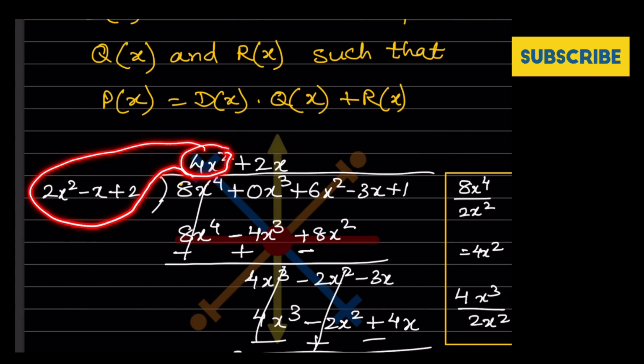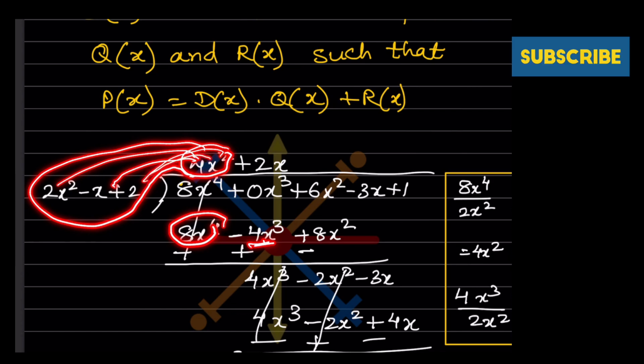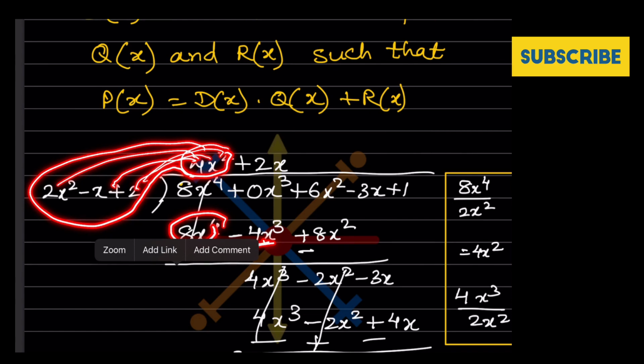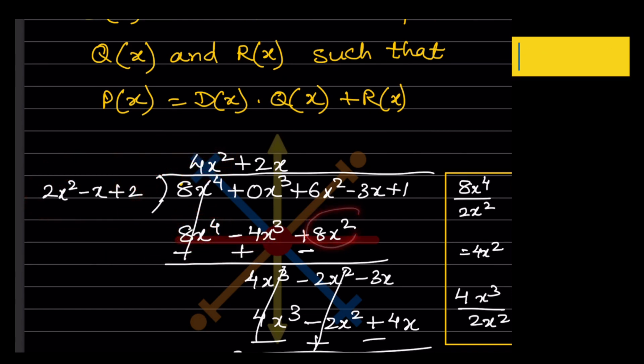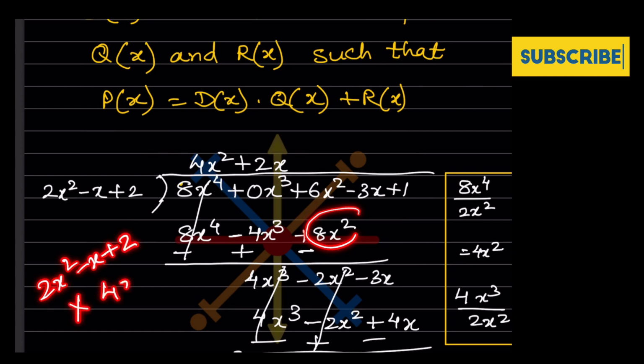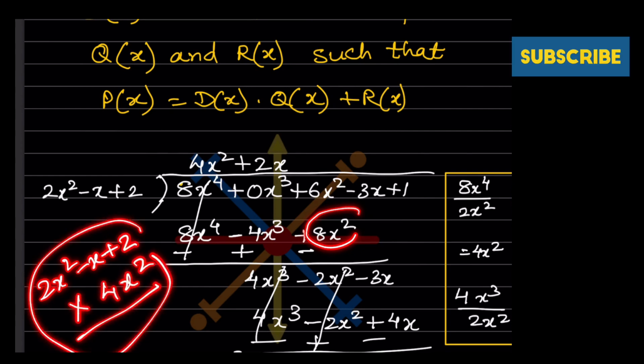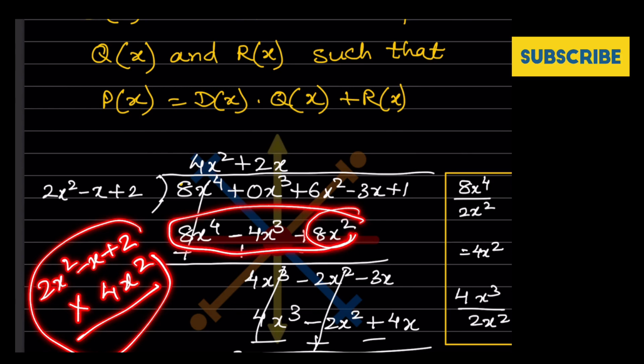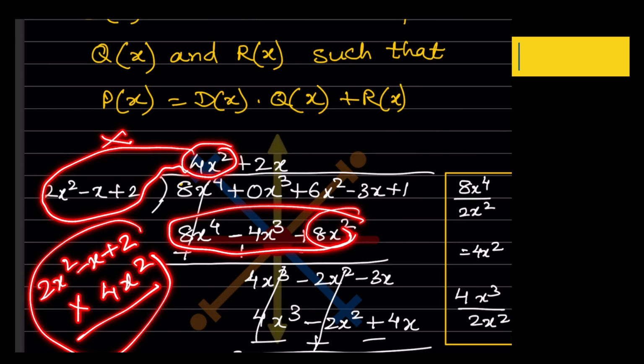So what are you going to get here? 8x to the power 4, then minus 4x cube, and then you are going to get here this 4x squared into 2, that is going to be 8x squared. You can do it separately, 2x squared minus x plus 2 multiplied by 4x squared. When you multiply this thing, you get this whole part. You have to multiply it.